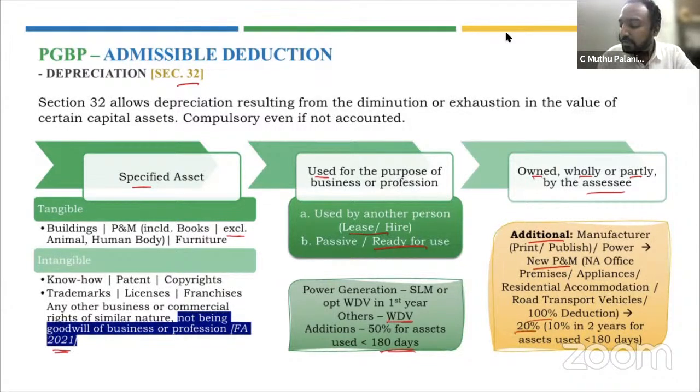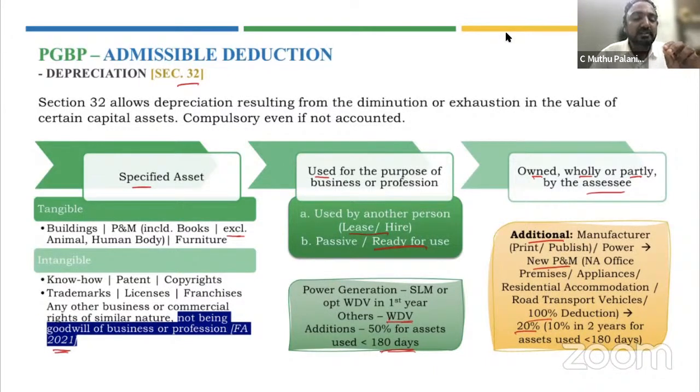It is eligible as 20% apart from your depreciation. Apart from depreciation under section 32, there is an extra depreciation of plus 20%. Now this 20%, in case it is for an asset that is being used for less than 182 days, you claim 10% in year 1, 10% in year 2. Please remember, you claim 10% in year 1, 10% in year 2.